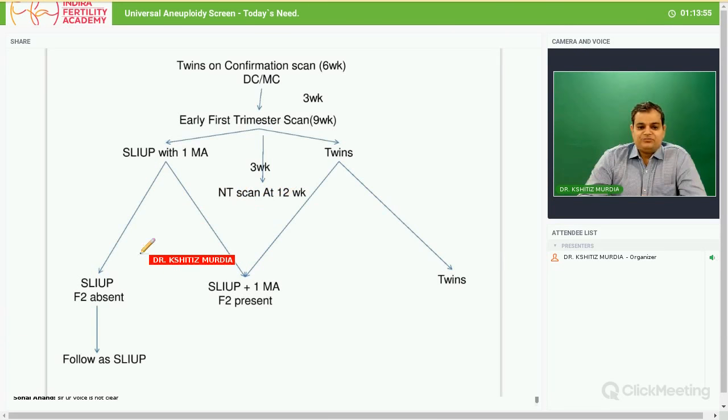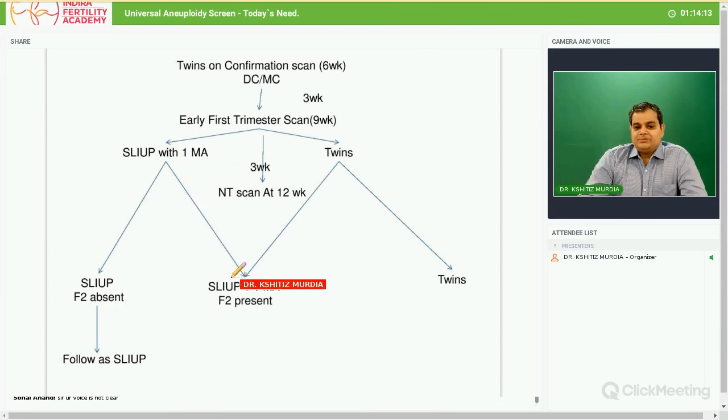Now a few scenarios may come up: the single live intrauterine pregnancy with one missed abortion which was there at 9 weeks, and now there is only a single live intrauterine pregnancy, and there is no sign or symptom of the second fetus present.